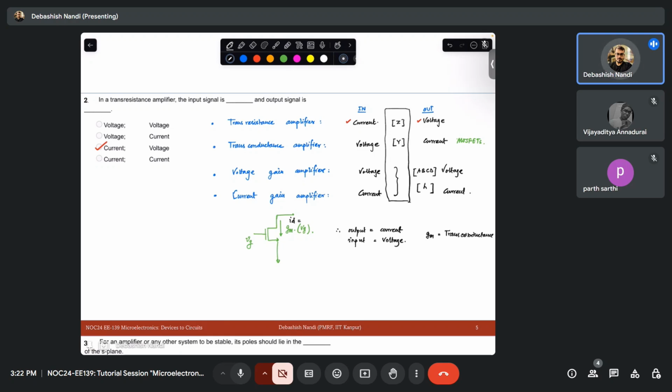So can you see immediately that your GM is basically related to some sort of Y parameter, right? From this definition, your GM or transconductance should represent one of the Y parameters. So what parameter should it identify? If this is your port 1, this is your port 2, basically your Y21 corresponds to your GM.